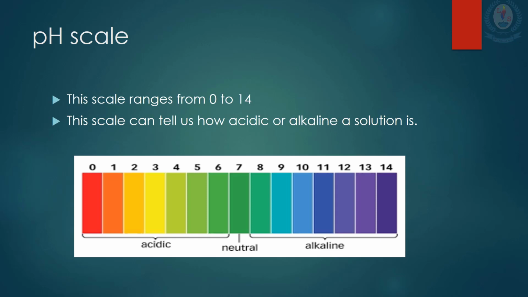So if the value is in between 0 and 3 we tell it is strongly acidic. If the value is in between 4 and 6 we say it is weakly acidic. If that value is exactly 7 we say that it is a neutral solution. Neutral solution means that it is not acidic and it is not alkaline, it is neutral. If the pH is in between 8 and 10 we tell it is a weakly alkaline solution. If the pH is in between 11 and 14 we tell it is a strongly alkaline solution.